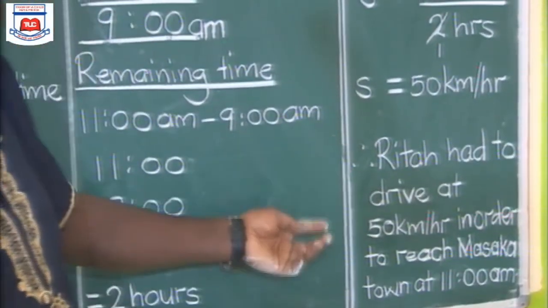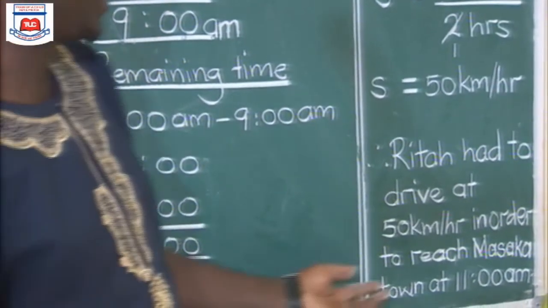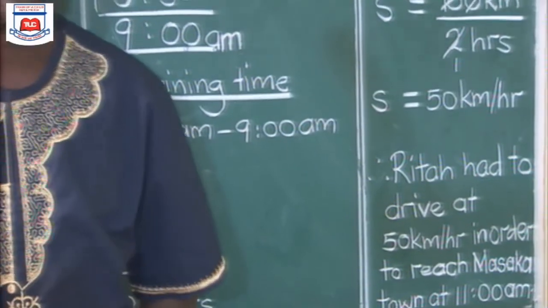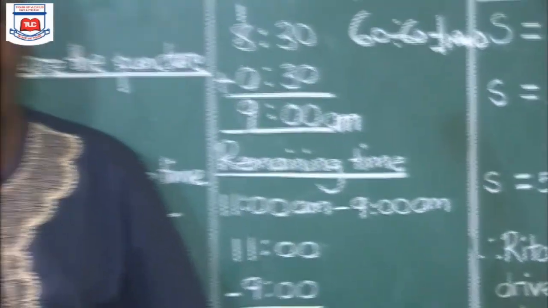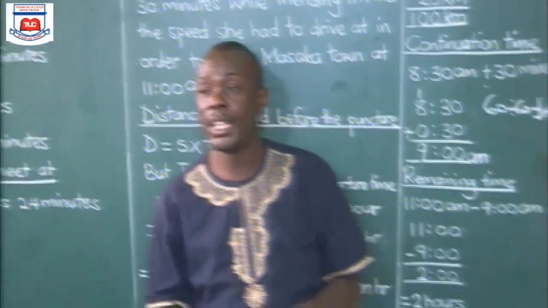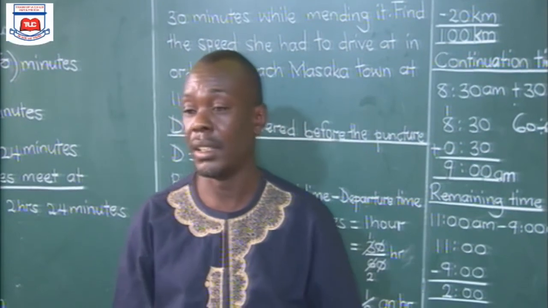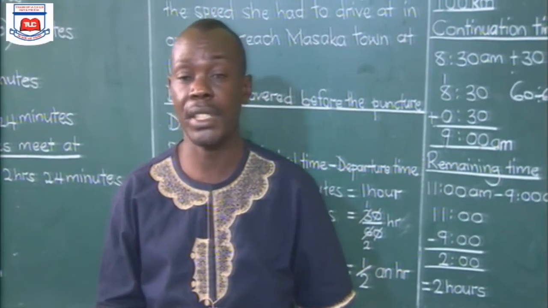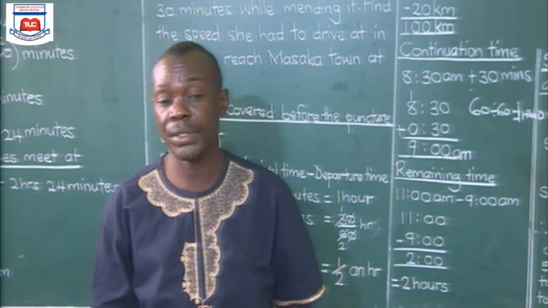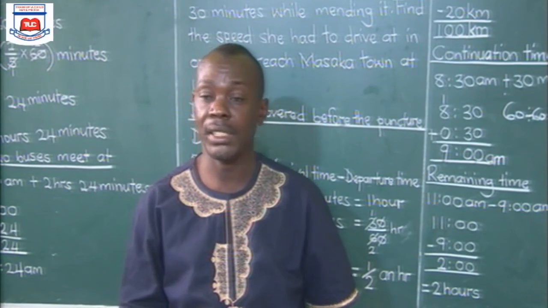That's why we conclude and say, therefore, Rita had to drive at 50 kilometers per hour in order to reach Masaka town at 11 a.m. So those are some of the challenging numbers concerning speed, distance, and time. What you need is to comprehend, that's reading and understanding the situation at your disposal. Then you will tackle it accordingly.